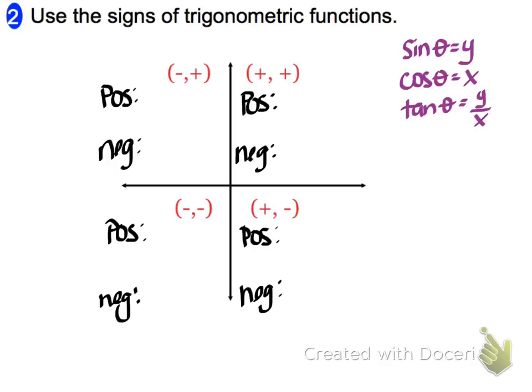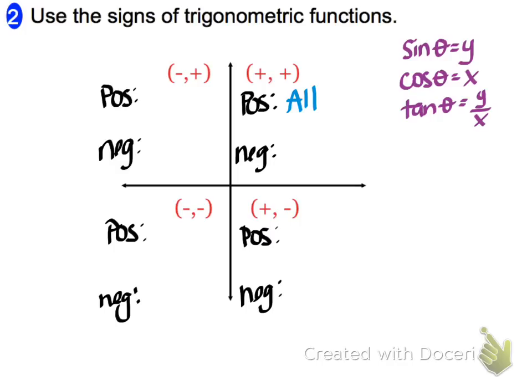In quadrant 1, both the x value and the y value are positive. That tells me that both sine and cosine in quadrant 1 are positive, along with tangent, because tangent will be a positive divided by a positive, which is also positive. So all of our trig functions are positive in quadrant 1.